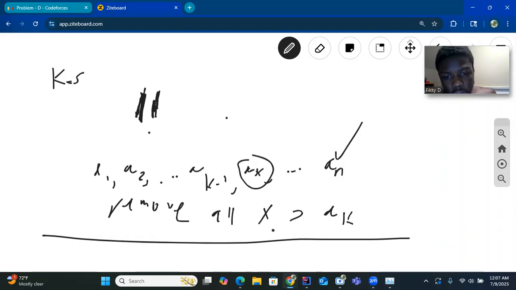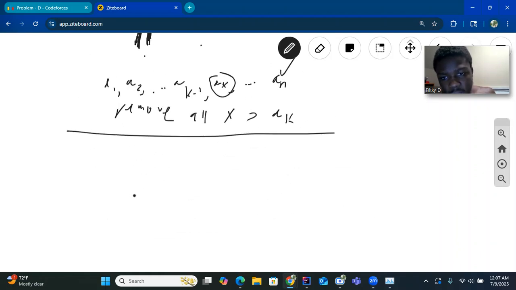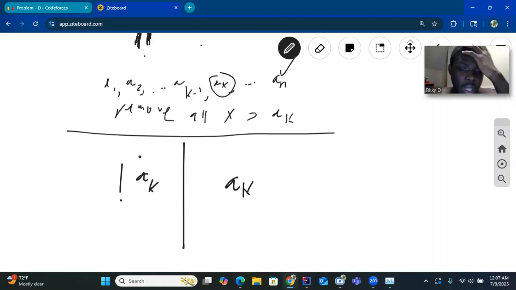Now we've reduced this to just saying we have a bunch of elements. Some are ak and some are not ak, where k is such that this is sorted. So some are ak and some are not ak.